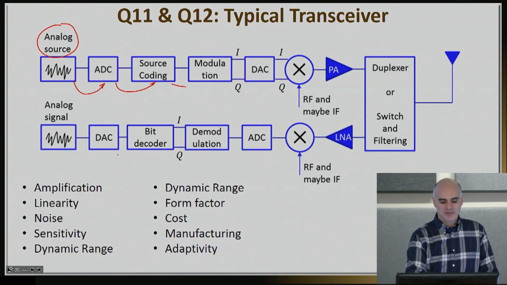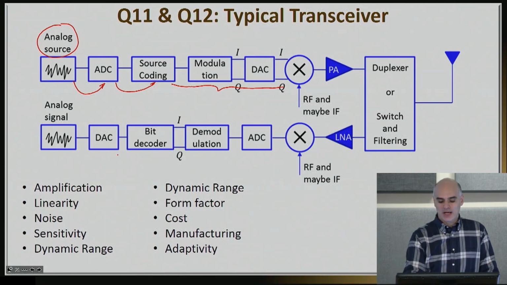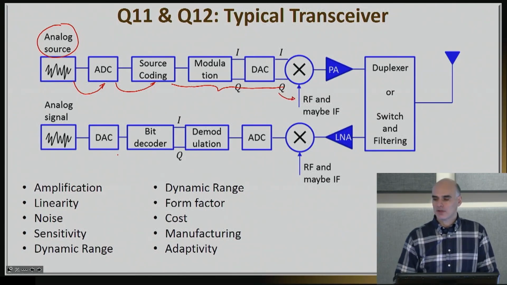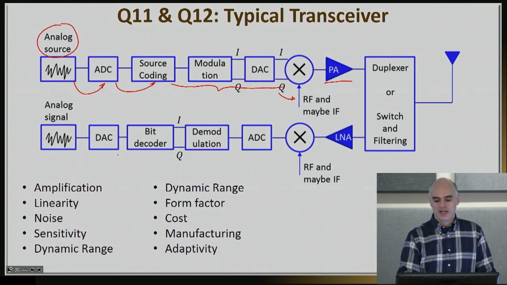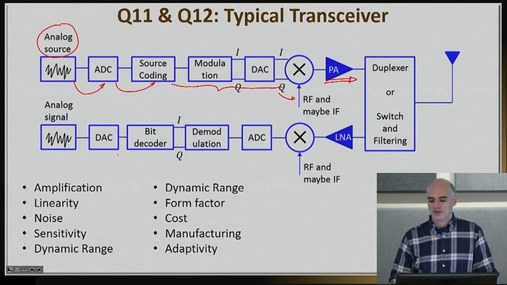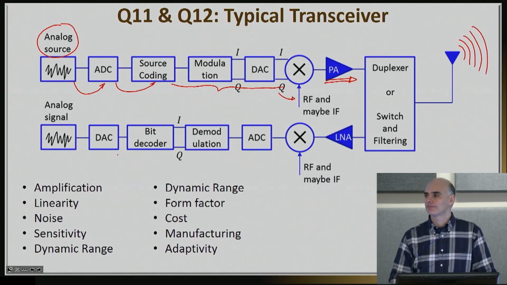Then there will be some type of modulation based on what we discussed before. Finally, we're going to convert this to our RF frequency, depending on what the system might be. You're going to go through the PA, you're going to transmit through the duplexer or a switch, and off you go. The waves are in the air.